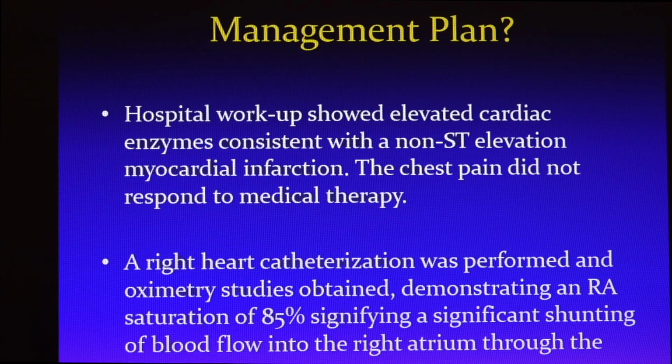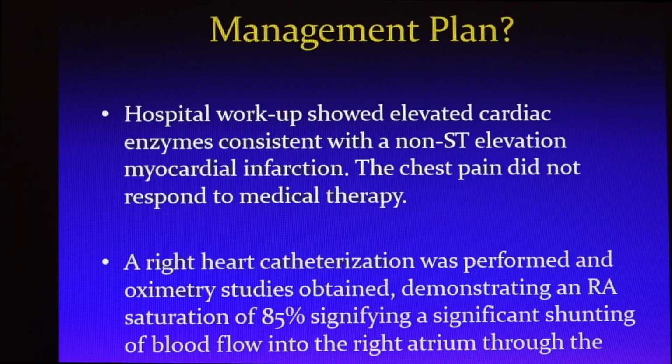So at that point, after the diagnostic procedure, we decided to stop and think about our options. We tried to treat medically for the heart failure and chest pain, but unfortunately nothing really helped. On the right heart cath, the RA saturation was 85%, which is very high, and tells you there was significant shunting of blood through the fistula to the right atrium. The Qp/Qs was 2.1, which is very impressive for just an aneurysm going to the right atrium.